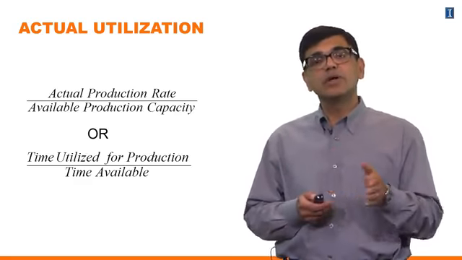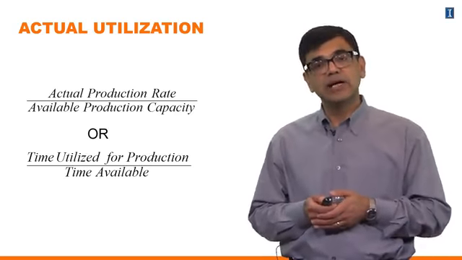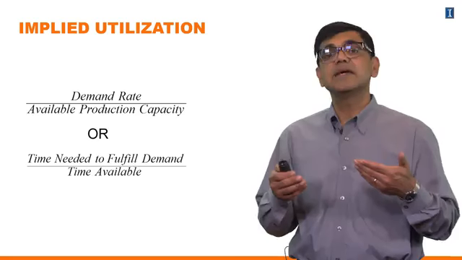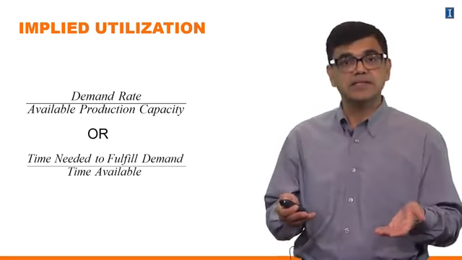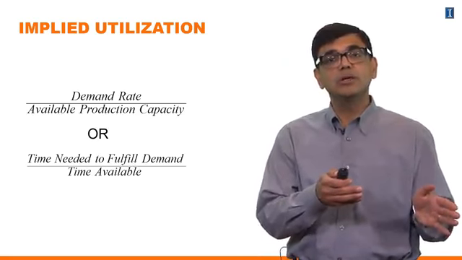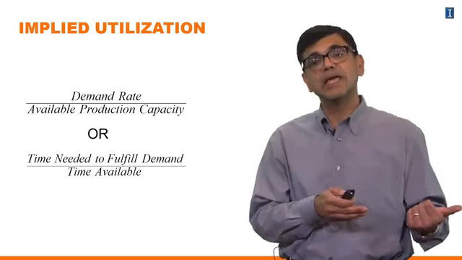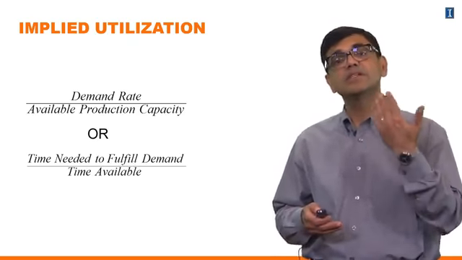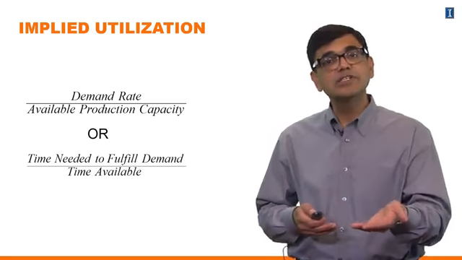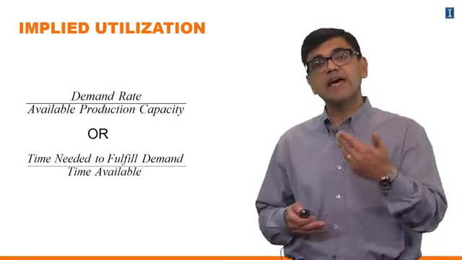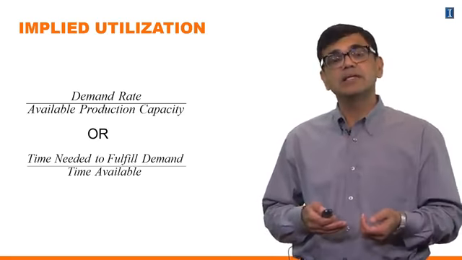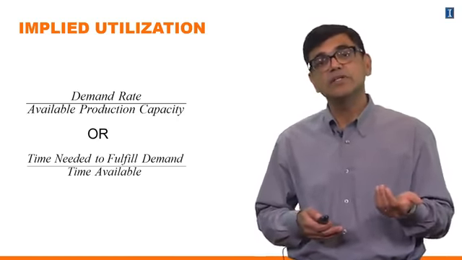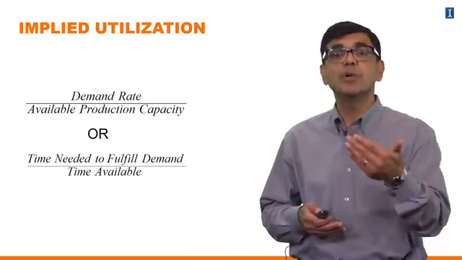Right, so we said we're going to differentiate between actual utilization and implied utilization, and the only difference is we're looking at utilization based on what the actual demand rate is. So we're not saying how much we did divided by how much we can do. We're saying how much we should be doing. What is the demand on my time? What is the demand in terms of the number of units that are required from this process? And if, for example, the demand rate is 500 units per day, and the actual production capacity is 250 units per day, we know that the implied utilization is 200%.